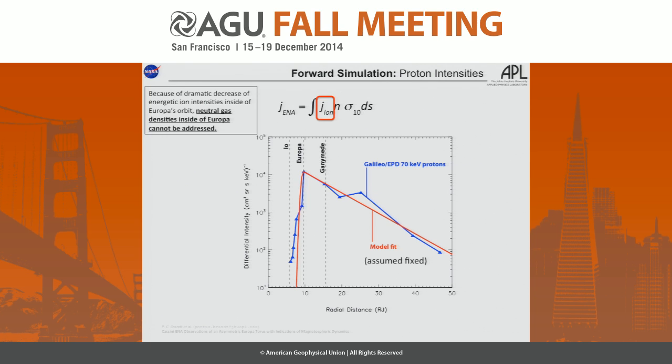Ion intensities, these are the Galileo EPD radial profiles at 70 keV, which is the geometric mean in the channel, and simply model fit here. Very important here is that inside of Europa's orbit, the ion intensities drop to the bottom. There is almost no energetic ions, at least for this, inside of the orbit of Europa. That is very important, because we cannot say anything about neutral densities from the INCA images inside of Europa's orbit. So keep that in mind.